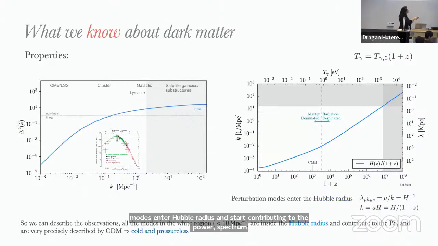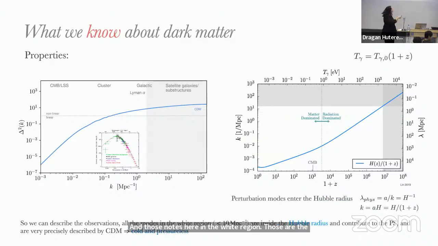And those modes here in the white region, those are the modes that we know have to be described by this curve here, which is the CDM curve. Because, again, looking here, it is in very good agreement with observations. So all the modes with k smaller than 10 megaparsec, which I can read as all the modes that enter the Hubble radius before redshift 10 to the 7, have to be described by CDM to describe this perfect power spectrum.